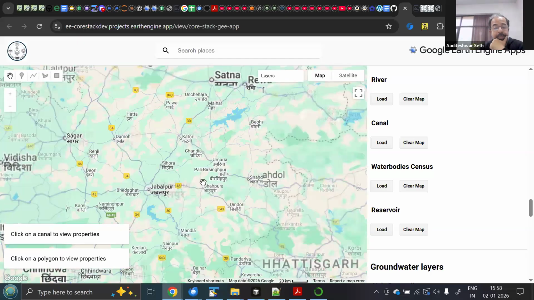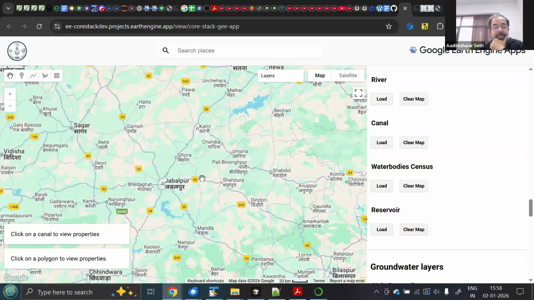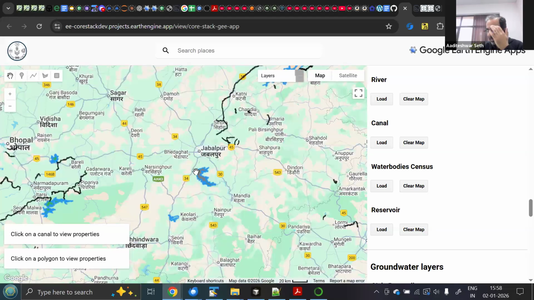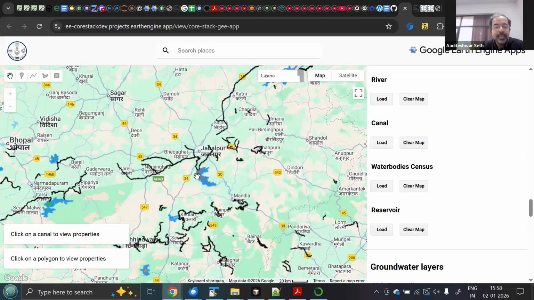Okay, so this one, I've actually been here. This is an amazing place, this is Bull Rock near Jabalpur.